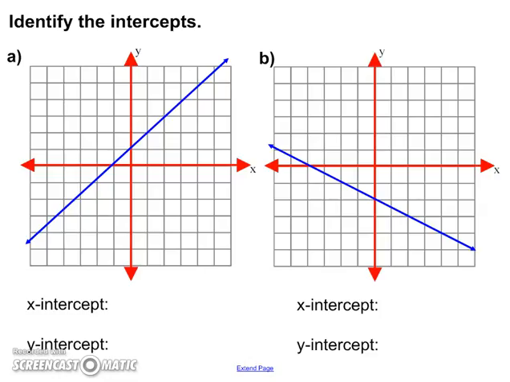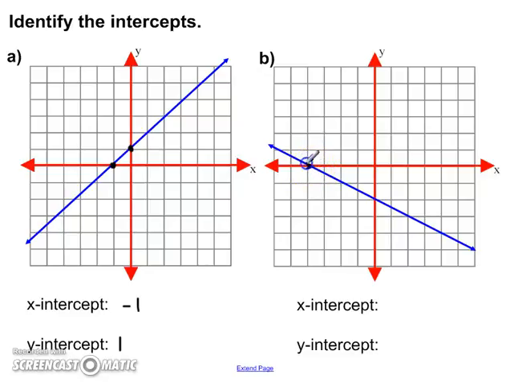So all right, we're going to go ahead here and identify some intercepts. Again, we are identifying the points where the line crosses the x and y axis. So in this particular case, for A, the x-intercept is a -1. Now the ordered pair of that would obviously be -1, 0. And the y-intercept in this case is a +1. And if we needed the ordered pair there, that would be 0, +1.